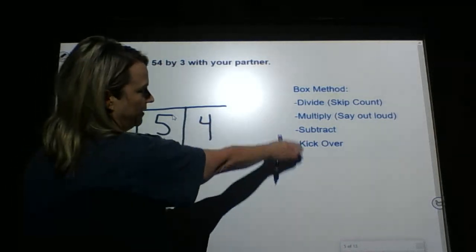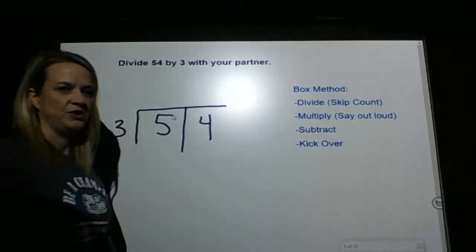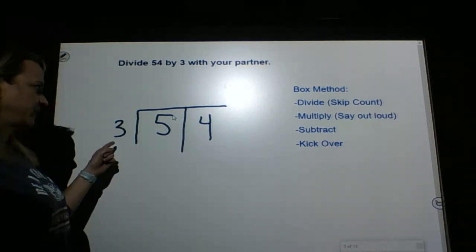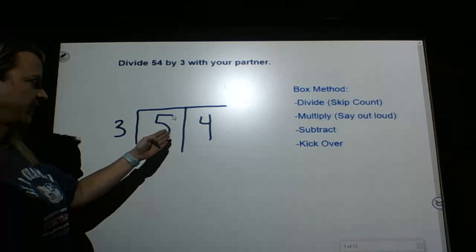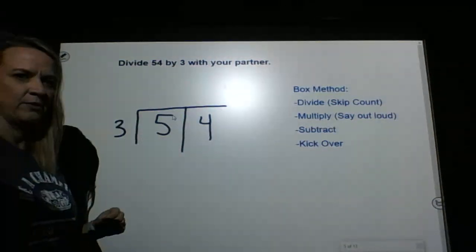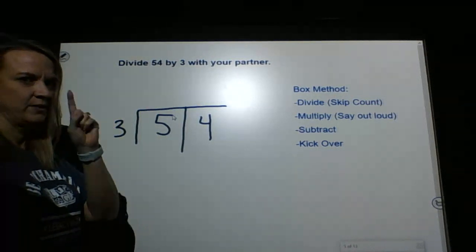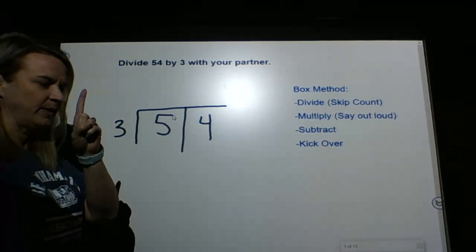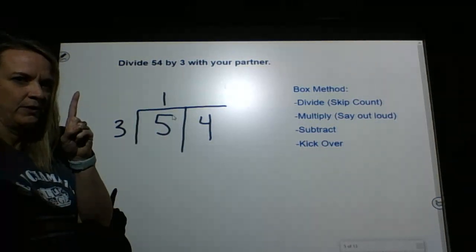Miss Reed even put the steps up here for you so you can see. So the first step says divide, which is just a big fancy word for skip count. We're skip counting by 3 till we get to 5. You start here and you just kind of go across. So let's skip count by 3 till we get to 5. 3, 6, too many. So 3. Do you see the number that's on my finger? That's the number that goes up on top. Okay, that's the division part.